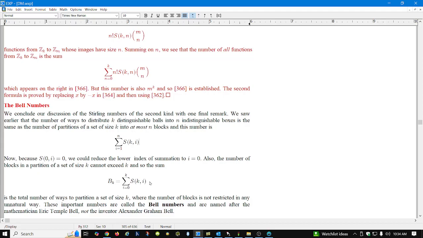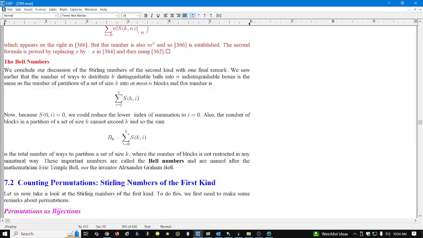then this summation from 0 to k of S(k,i), which I call, and so do a lot of others, B sub k, is the total number of ways to partition a set of size k, where we're not putting any unnatural restrictions on the number of blocks. Any number of blocks is fine. Total number of ways to partition a set of size k. That is a very important number.